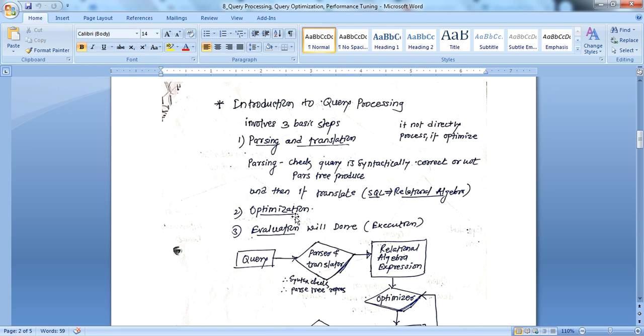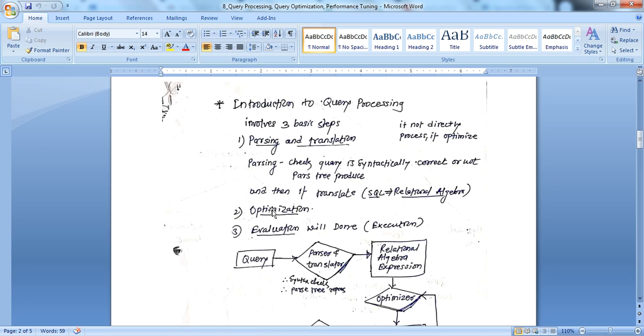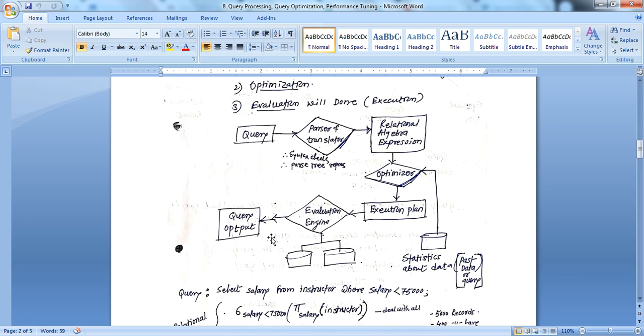Now second, optimization is done on that particular relational algebra. Then it finds the optimized way from the given relational algebra. Now the third, evaluation will be done. That is simply the execution, done as the third stage. This is simply the query processing mechanism.